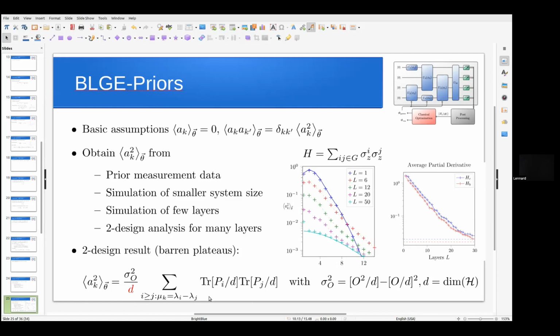So this formula is surprisingly accurate, but it only works in the barren plateau limit, so for a lot of layers.